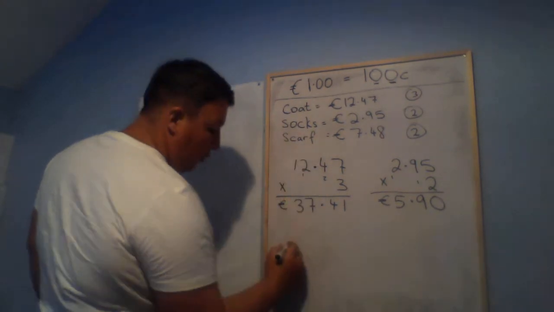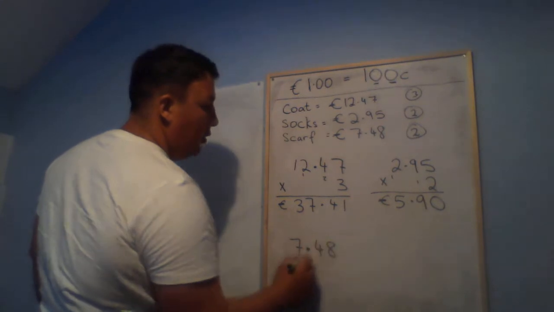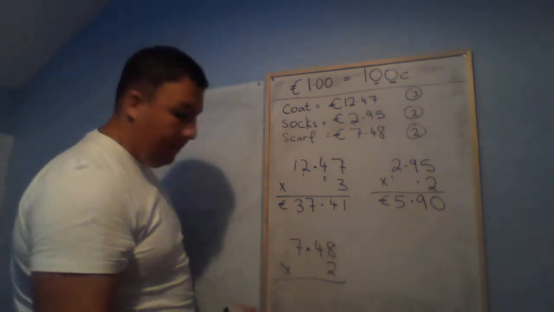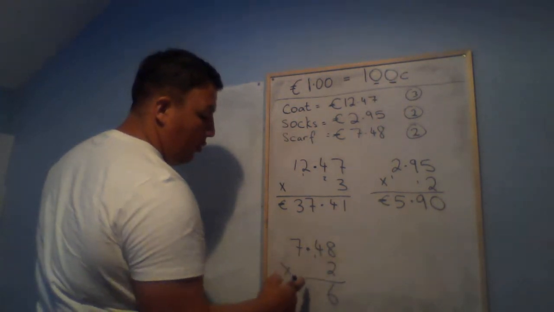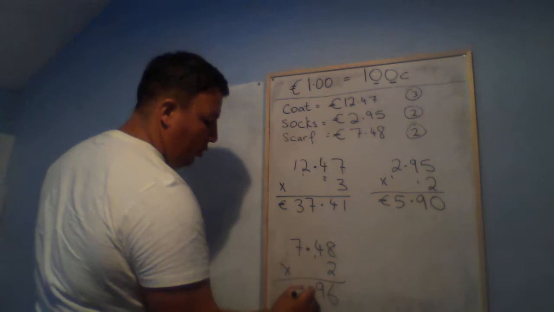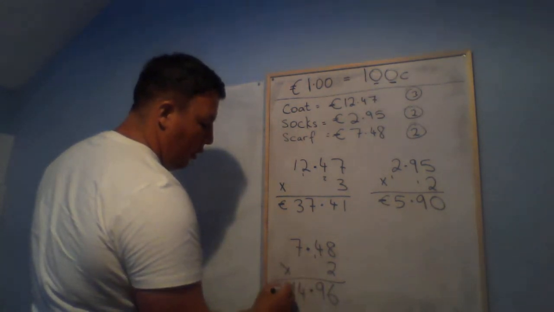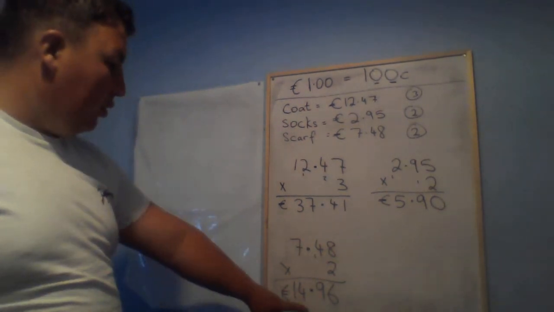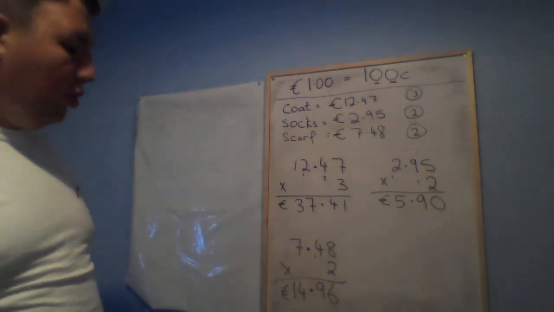Next our scarf, we want 2 of them. 7.48 multiplied by 2. 2 eights are 16. 2 fours are 8 and 1 is 9. We reach our 2 spaces. 2 sevens are 14. So we have our 3 answers now. We have our scarf, we have our socks, and we have our coats.